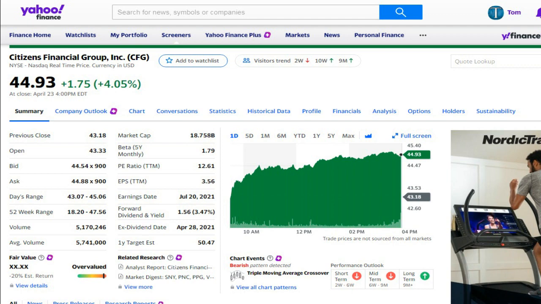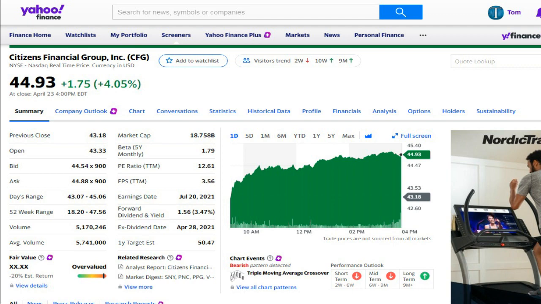We shall see. Third item down, middle column. PE ratio 12.61. I like that. That's pretty close to 10. Earnings per share $3.56. $3.56 on a stock that costs less than $50. That's very good income in earnings per share.